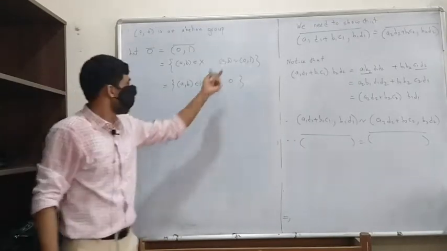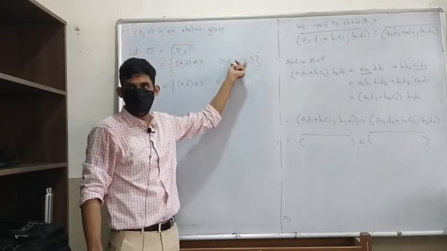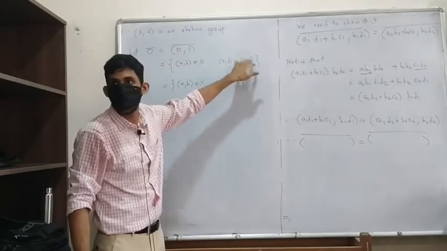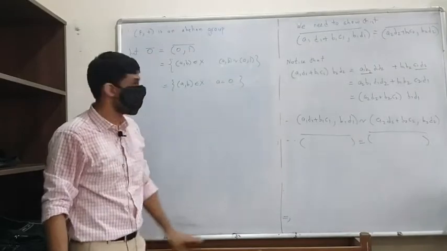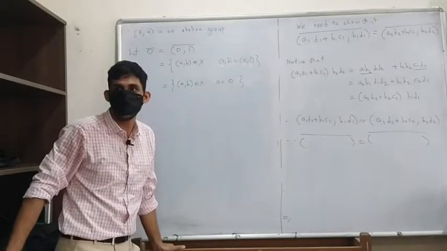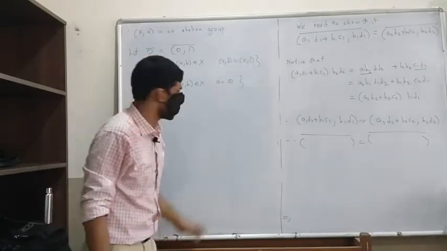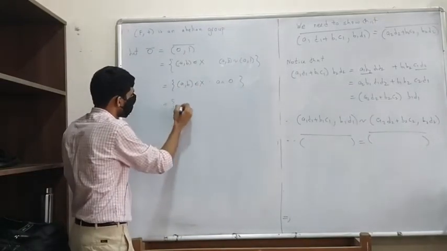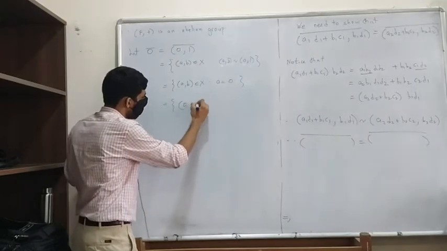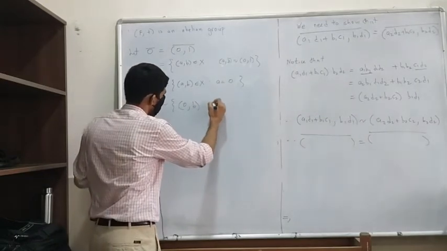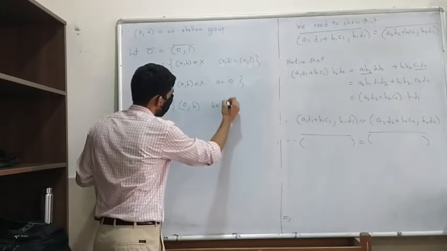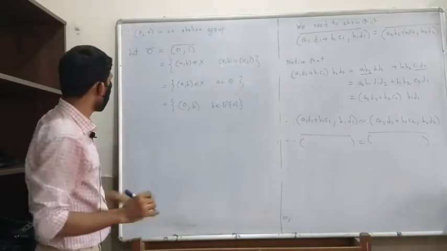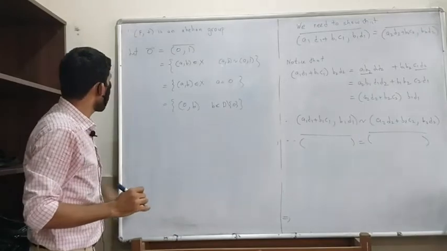Is this okay? What is the meaning of this? When do you say that these two are related? If a times 1 equals b times 0. b times 0 is 0, a times 1 is a, so a equals 0. That's all this is. So this is essentially nothing but the set of all (0, b) such that b is in D minus {0}. That's the equivalence class of 0.